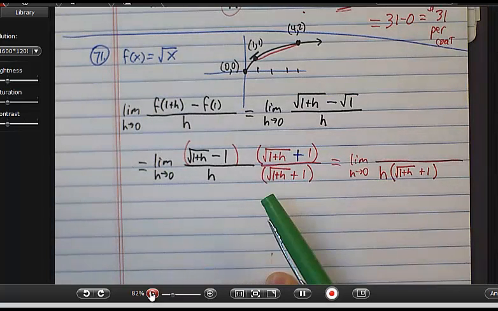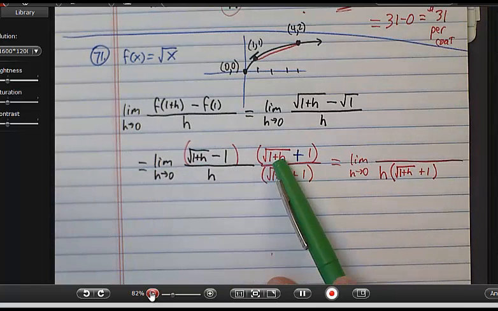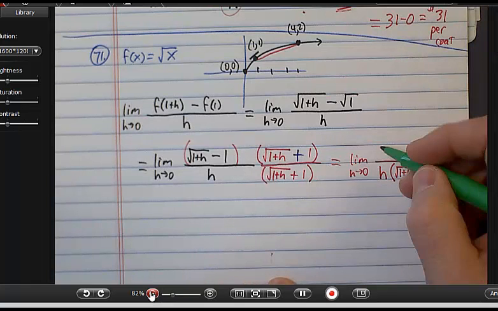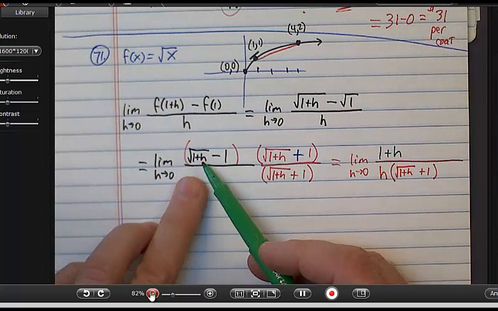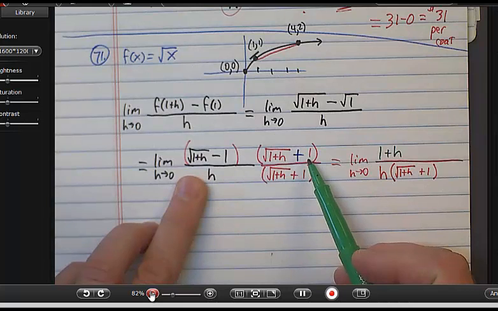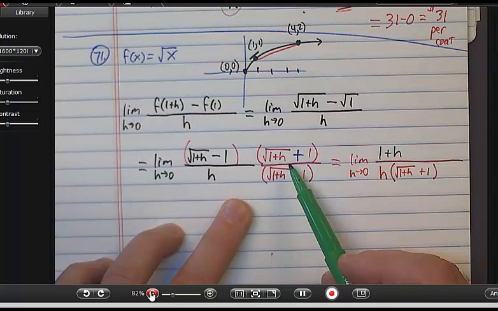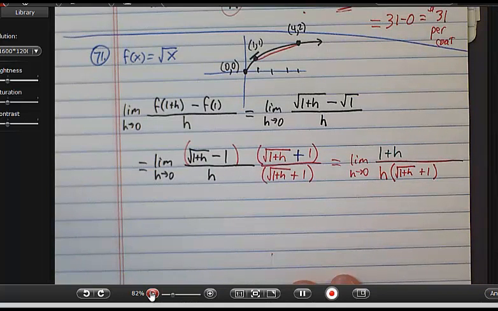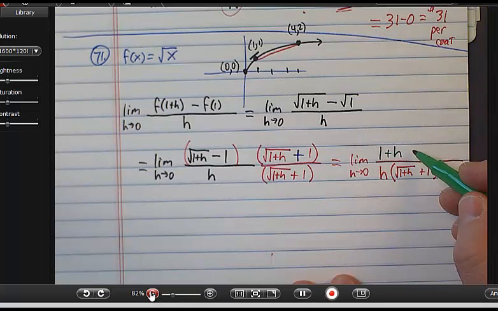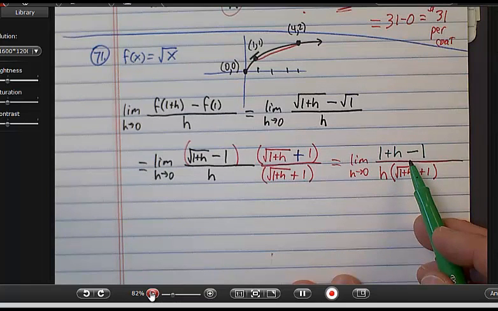If you multiply this out, first thing you're going to do, what's the square root of 1 plus h times the square root of 1 plus h? 1 plus h. Right, the square root goes away. When you do the outer term, you would get the square root of 1 plus h, but then if you do the inner term, you get minus. That's why conjugates work. The outer and the inner go away. So the only thing you get in the numerator besides the 1 plus h is minus 1 squared. It's a minus, and that's a good thing.